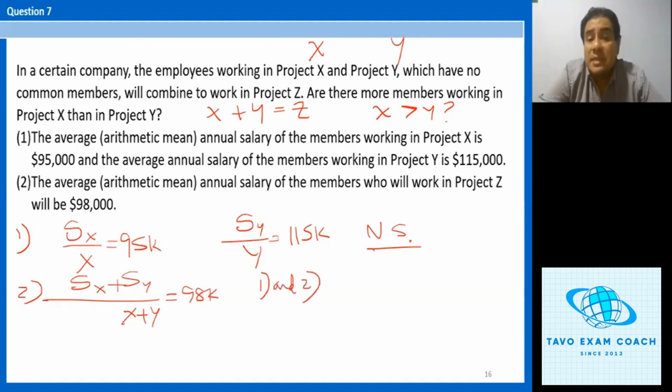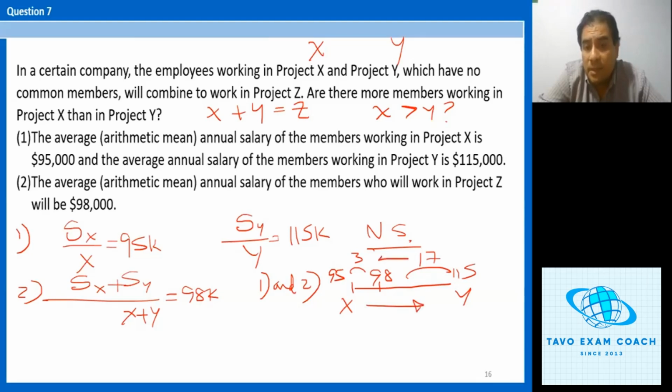If we combine, we can see that the average of 98K is actually like a weighted average of 95 and 115. If we put it here, the difference would be 3, the difference would be 17. Here the weight is X, the weight is Y, the number of members for each project. So we have this inverse relationship: X is to Y like the difference 17 is to the difference 3. So X is to Y as 17 is to 3, 17K to 3K. So obviously X is greater than Y.